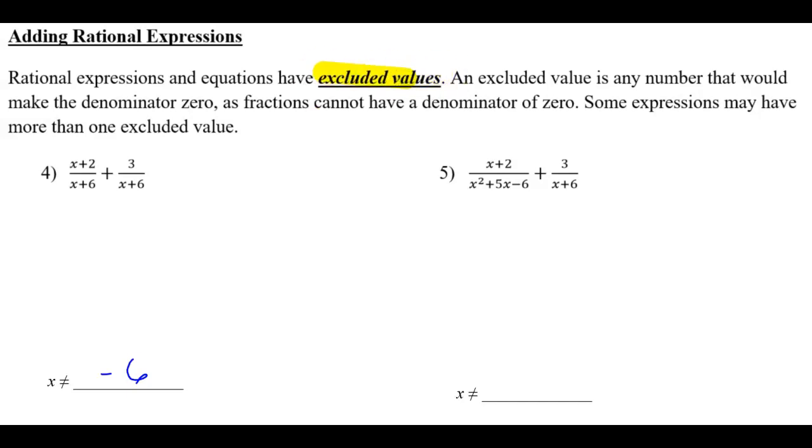Okay, now let's do the actual adding. So number 4, we already have a common denominator. So our answer is going to be over x plus 6, we already know that. And then we just add straight across the top. Basically, we combine like terms. So x plus 2 plus 3 would just be x plus 5.